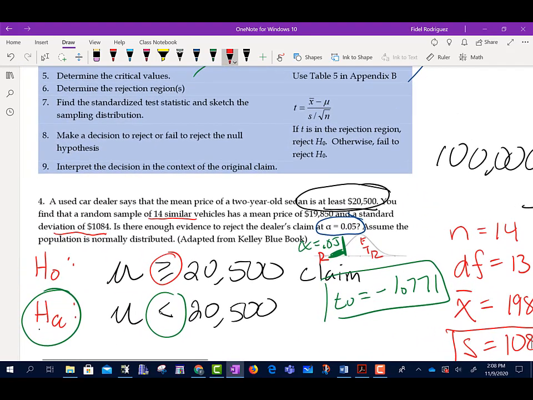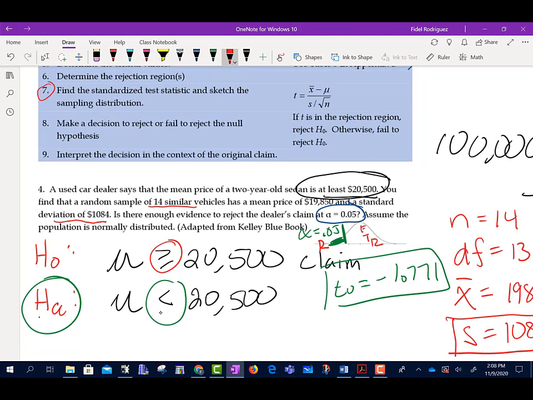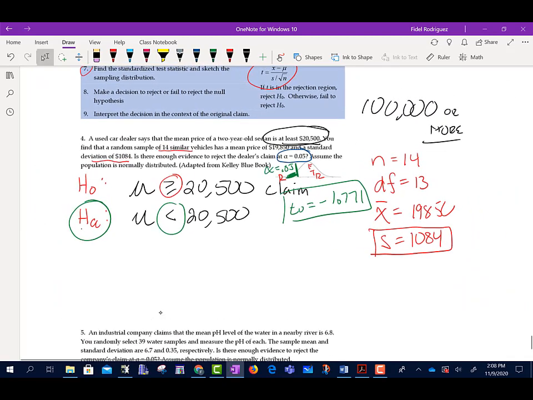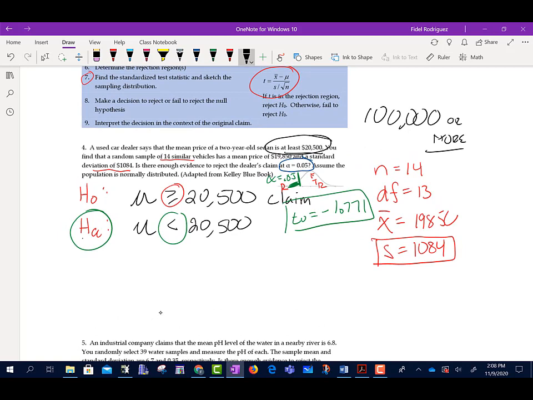All right. Now we're on to number 7. It's moving pretty quick, right? So far we're doing okay. It says we're going to find the standardized test statistic, and we're going to sketch the sampling distribution. So this is the formula that I'm going to use. It's similar to the formula we've been using before. Let me zoom back out a little bit so we can see everything. So t is equal to (x bar minus mu), I'm going to put this in parentheses so I can do it on my calculator, divided by s over the square root of n.